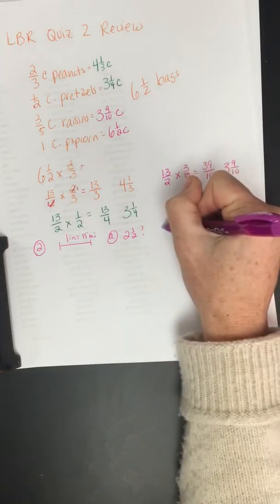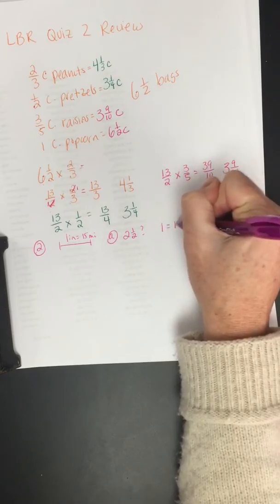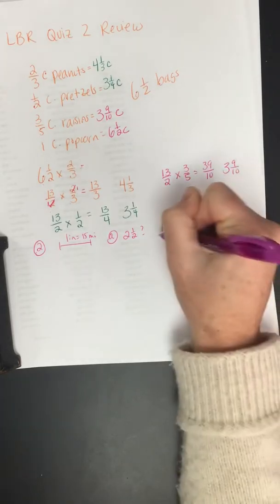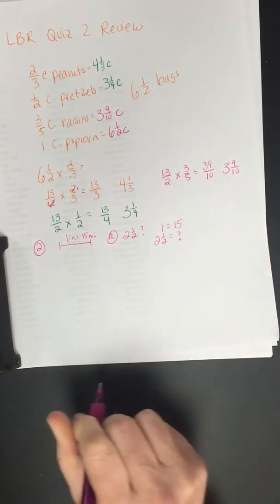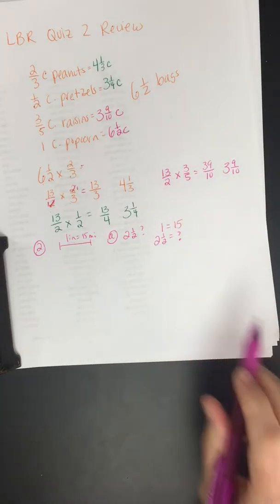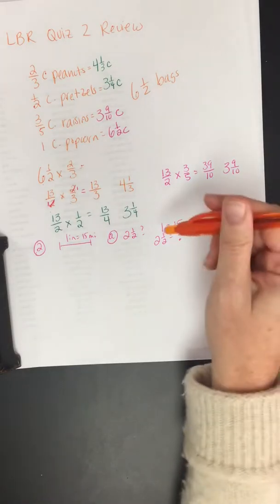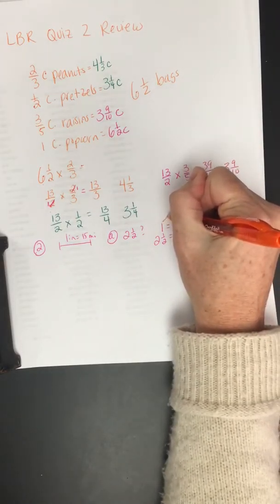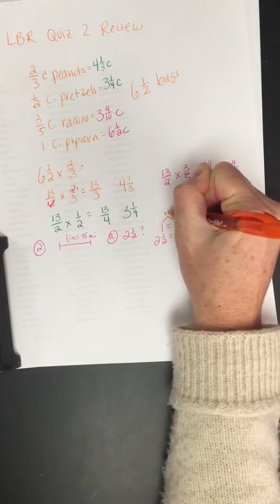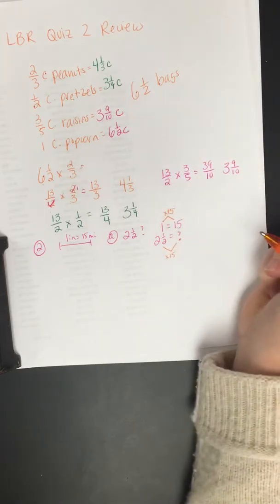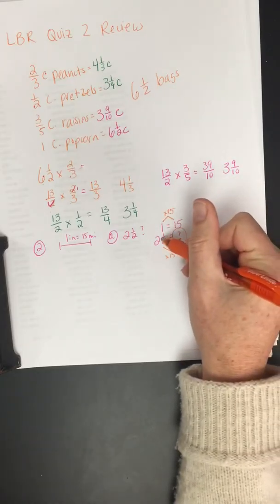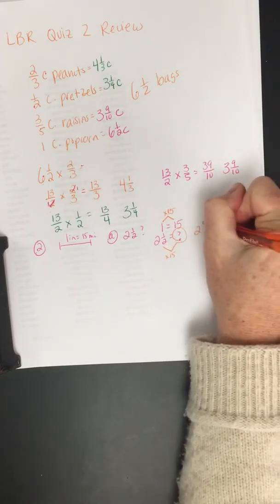So if I set this up as an equation, I have 1 inch equals 15 miles. 2.5 inches equals how many miles? So there's my question. I could look at this a couple different ways. I'm going to look at this as to go from 1 to 15, I multiplied by 15. So that means I need to multiply by 15 here to get my answer here. So we have to do 2.5 times 15.